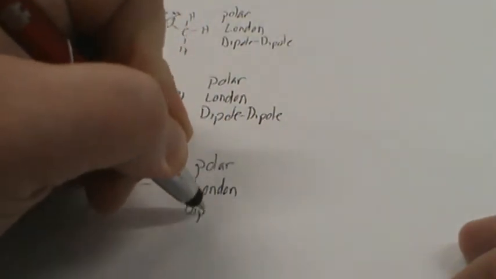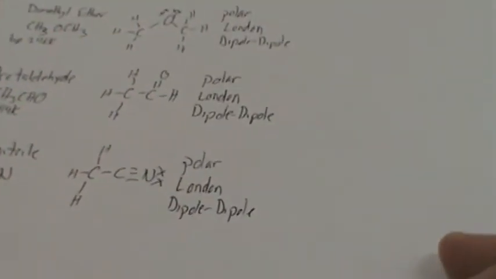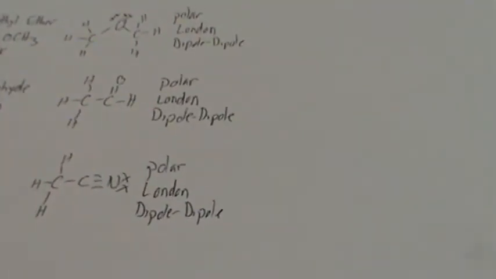London, and also dipole-dipole. None of these would have hydrogen bonding because the hydrogens are not bonded to a highly electronegative atom, so it's not bonded to oxygen, nitrogen, or fluorine.